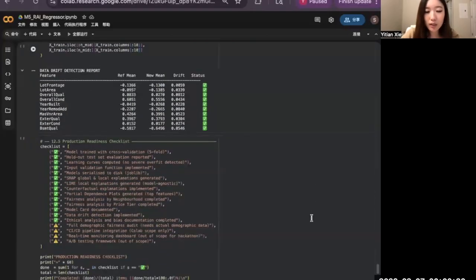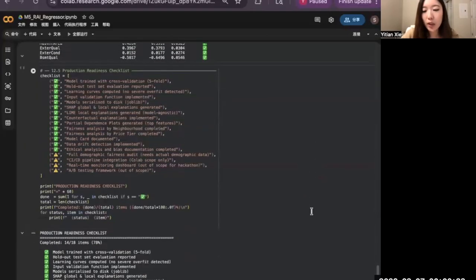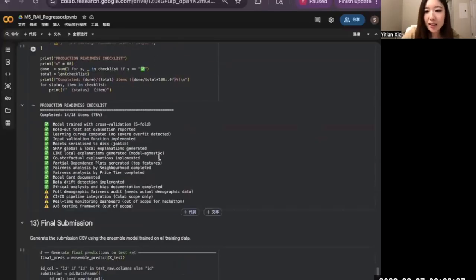And finally, I evaluate whether the model is ready for deployment. This checklist shows 14 out of the 18 production criteria are satisfied, including cross-validation training, model serialization, SHAP and LIME explanations, counterfactual analysis, fairness evaluation, and data drift monitoring. Some items such as CI/CD integration and the monitoring dashboard are beyond the scope of this hackathon, but will be implemented in a real production environment.